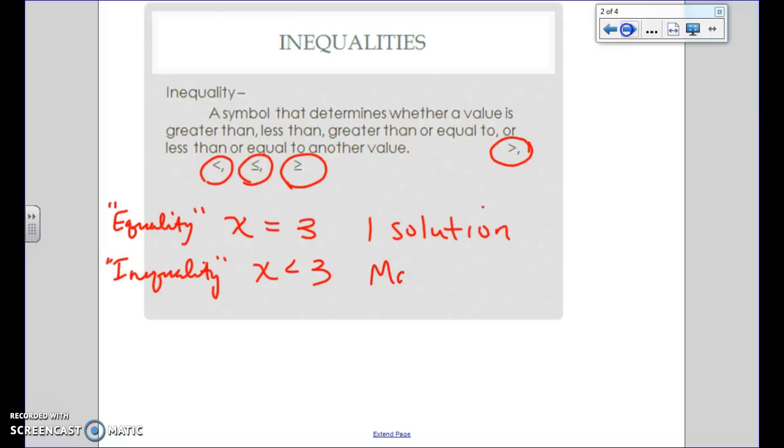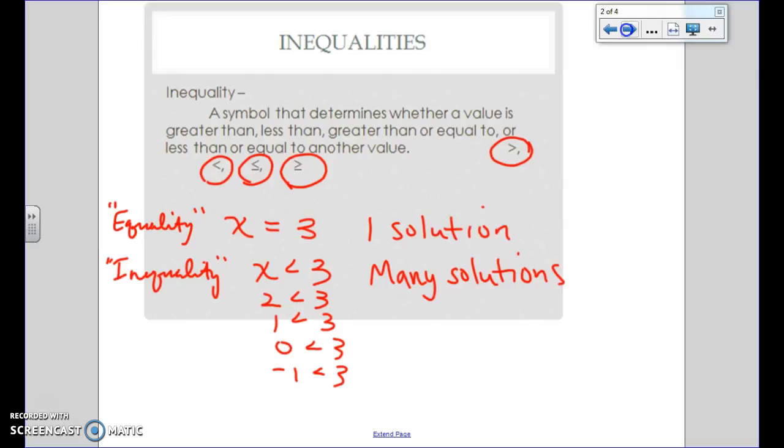And we're just going to say there are many solutions. Specifically, there are infinitely many solutions, because there's a lot of things that the variable x could be to make this true. In an equality, x has to equal 3. In an inequality, x could equal 2, which is less than 3, or it could equal 1, or 0, or -1 even, and it gets smaller and smaller and smaller. So there's many things that the variable x can be.